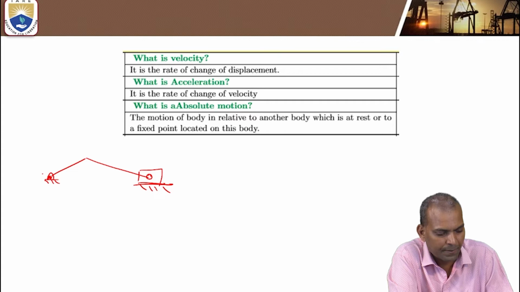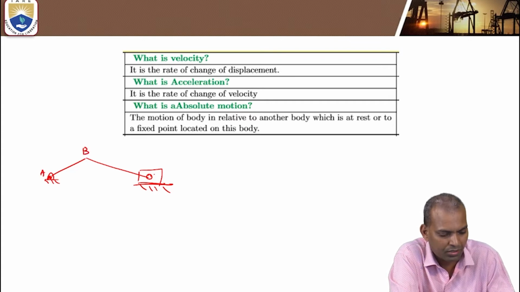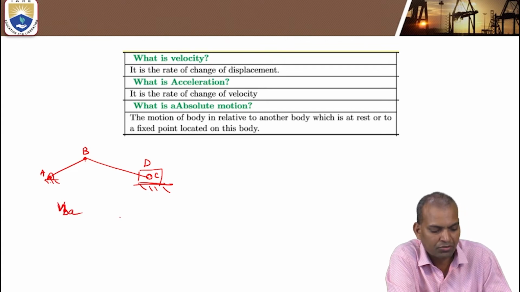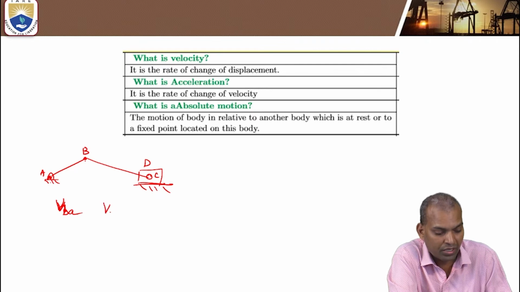This is point A, B, C and the slider D. If you want to find out the velocity of B with respect to a fixed link, that is absolute velocity. It is denoted by small letters, velocity of B with respect to A, where A is the fixed link. This is absolute velocity. Whereas velocity of C with respect to B, VCB, is the relative velocity.